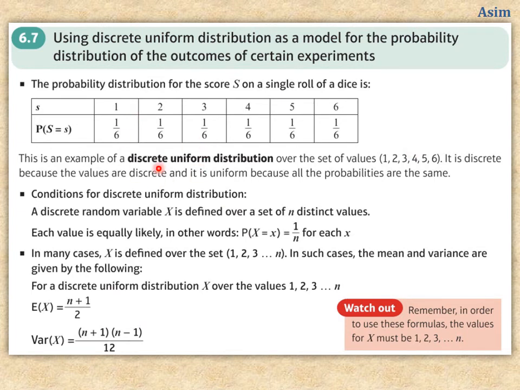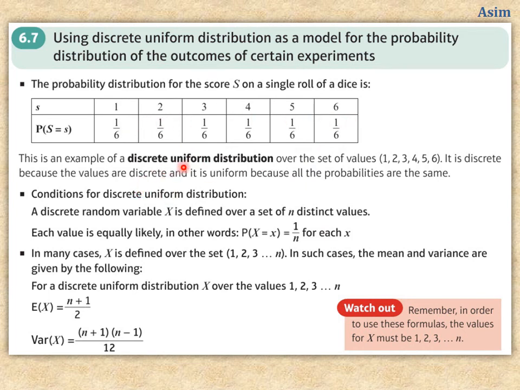Now the next concept, or the last concept in this topic, is discrete uniform distribution. See, uniform is when all the probabilities are the same. Earlier we studied symmetric. Symmetric need not be the same. The first should be equal to the last, the second to the second last, and so on. But in uniform, all probabilities should be the same.